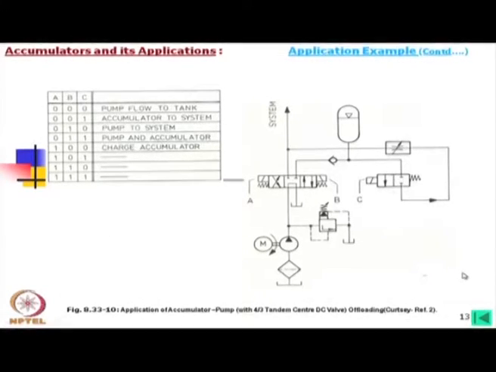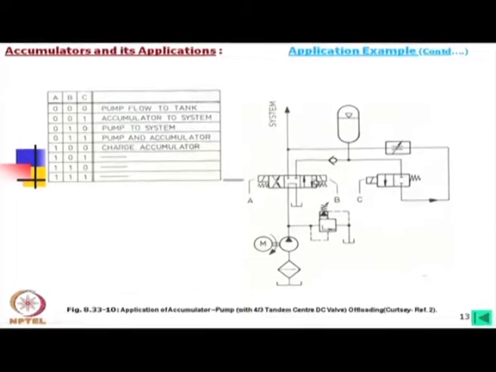Now, another application is that we have a pump with a 4/3 tandem center DC valve. This is a tandem center, which means in normal conditions the oil is going to the tank. So, this operation is written here in a chart. Say A, B, C are the three positions of this valve.